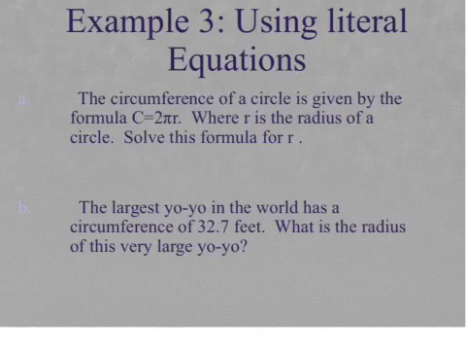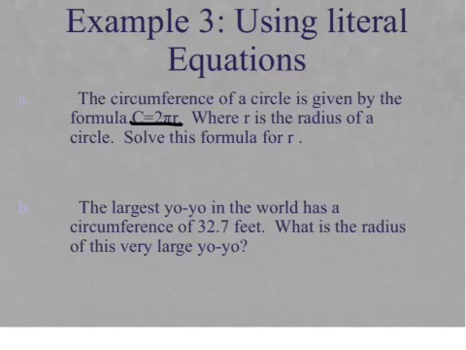In example 3 here, we're going to see how we can actually use literal equations. In part A, it talks about the circumference of a circle being given by the formula C equals 2 pi r. You should remember that circumference is equal to 2 times pi times r. Some teachers might have taught you circumference is equal to pi times d. Well, d being the diameter, 2r does equal d, so it really is equivalent. So r is the radius of the circle.